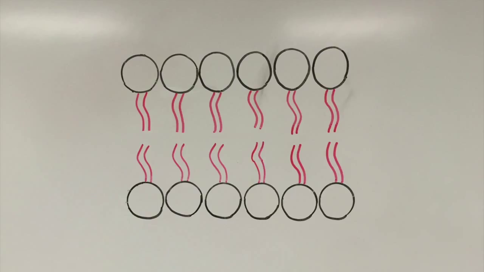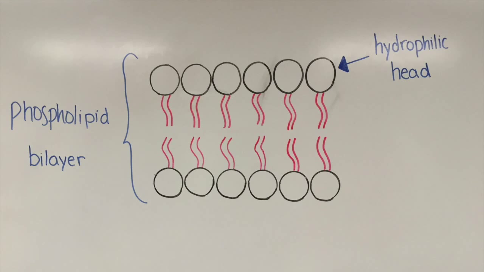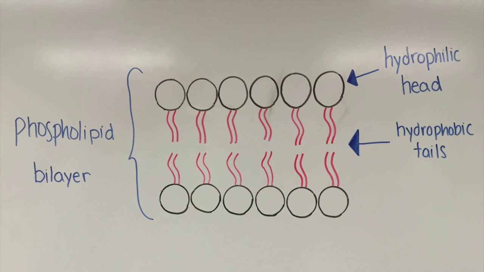Cellular membranes are a mosaic of proteins and lipids dispersed within the bilayer. This phospholipid bilayer is amphipathic, with hydrophilic heads that interact with water and nonpolar hydrophobic tails.